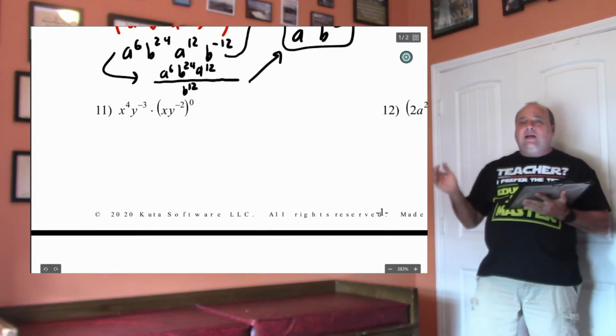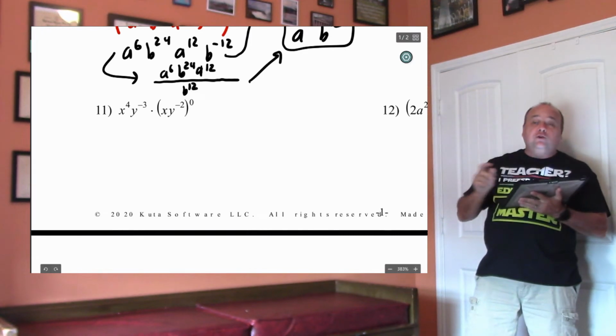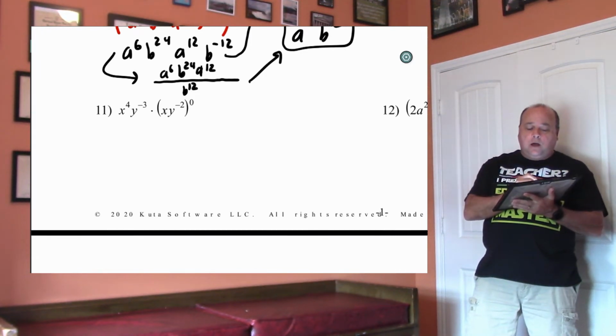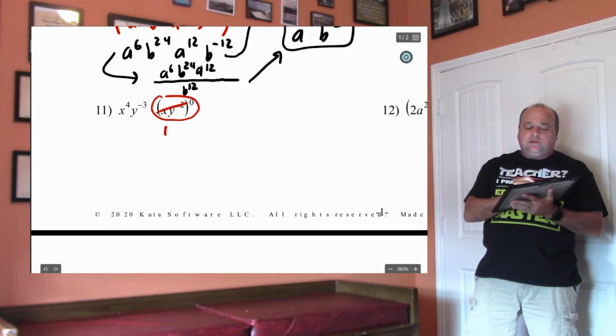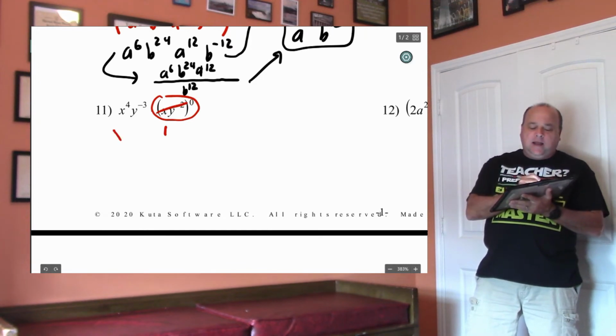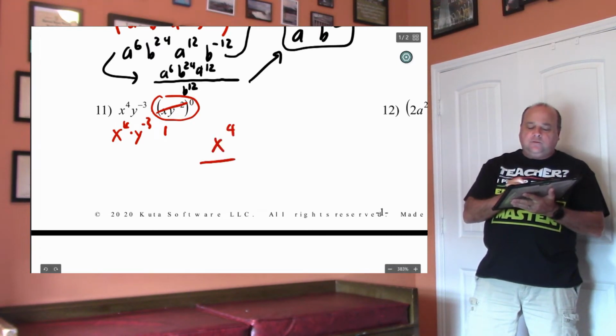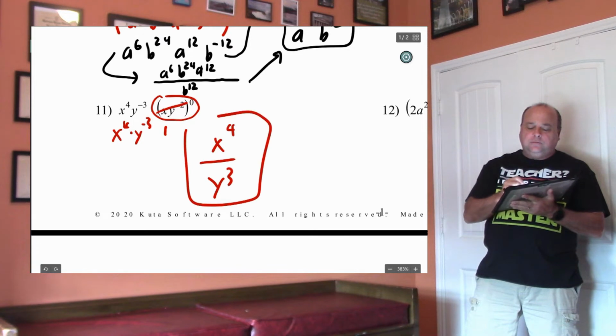Okay, number 11. Do you see a 0 power? I do. All of this right here turns into 1. So all I have is x to the 4th, y to the negative 3, and the y should end up on the bottom, right? So this right here is going to be the answer.